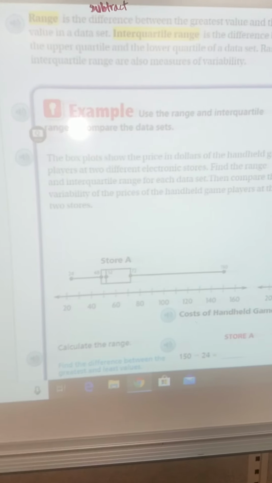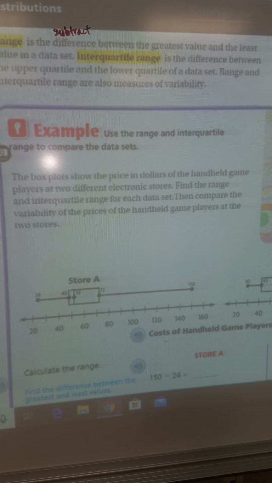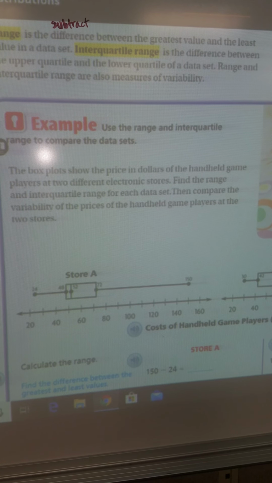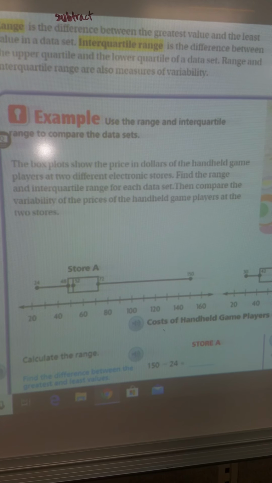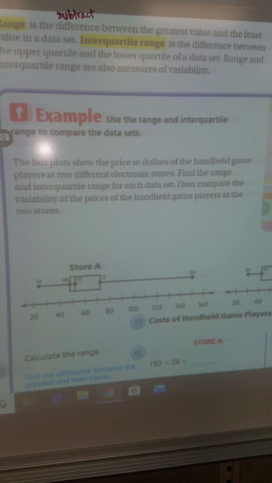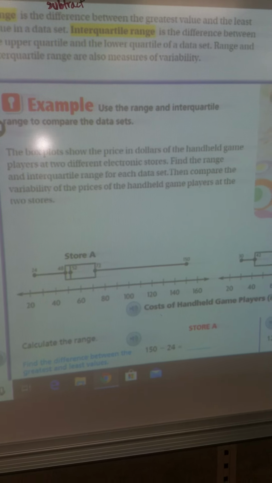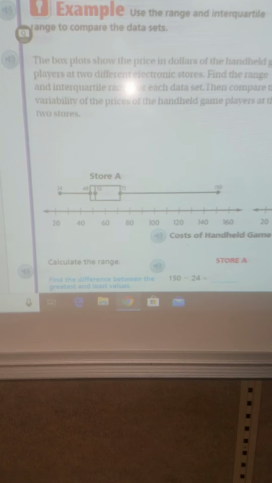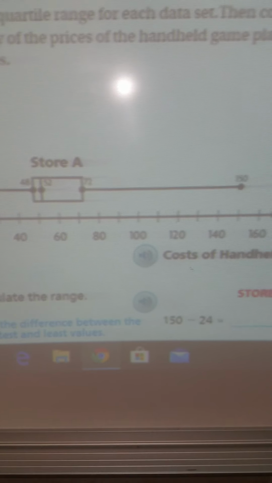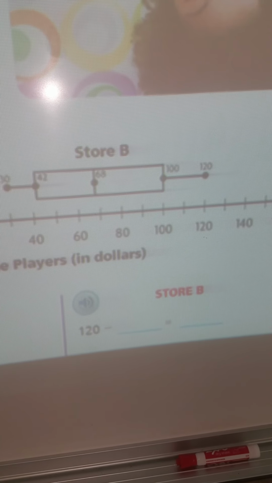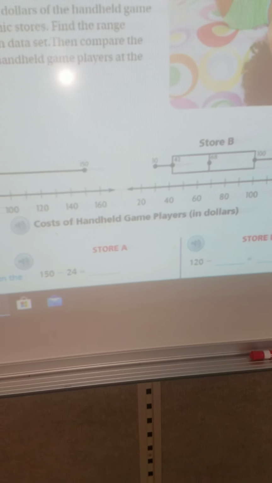It says, the box plots show the price in dollars of the handheld game players at 2 different electronic stores. Find the range and interquartile range for each data set. Then compare the variability of the prices of the handheld game players at the 2 stores. So I just want you to look at those box plots, for store A and for store B. Okay, what do you notice about those box plots?